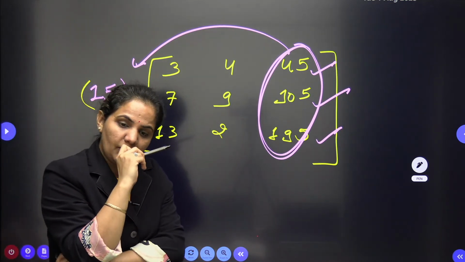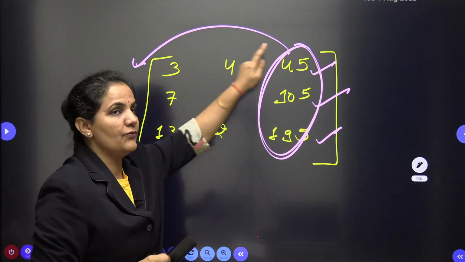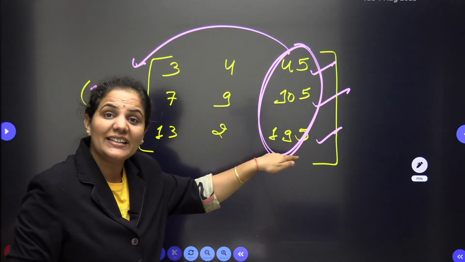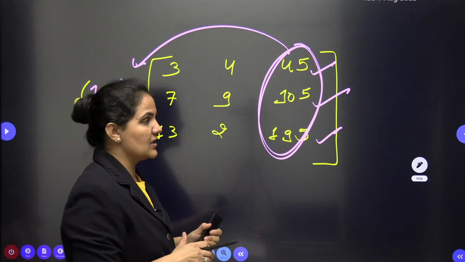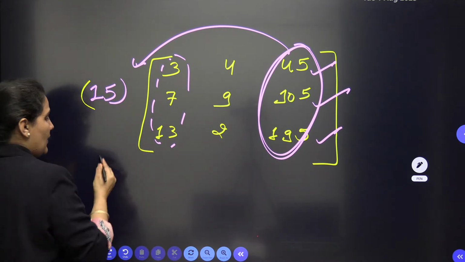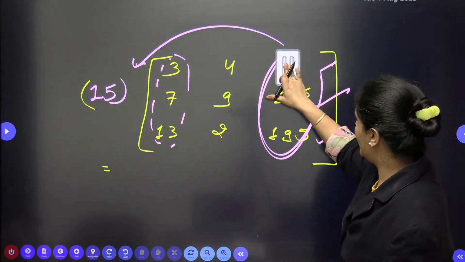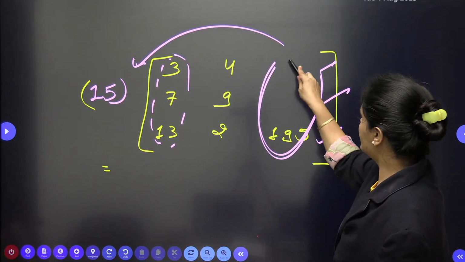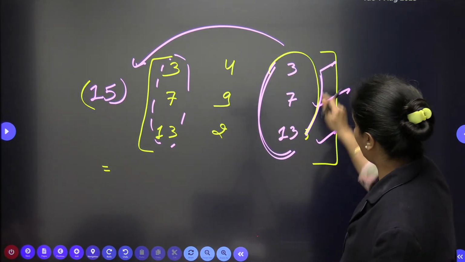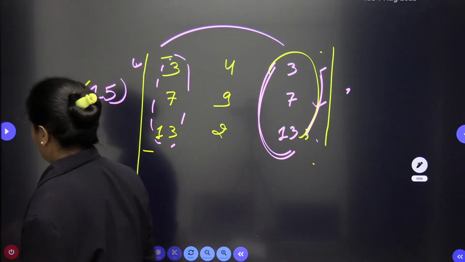Why are you saying 15? I can take 15 common because 15 times 3 is 45, 15 times 7 is 105, 15 times 13 is 195. Isn't it? Yes. How are you getting this? Because now I am linking with the first column and third column. If I take 15 common from the third column, my third column will become 3, 7, 13. Now, will you tell me what is the determinant of this one?